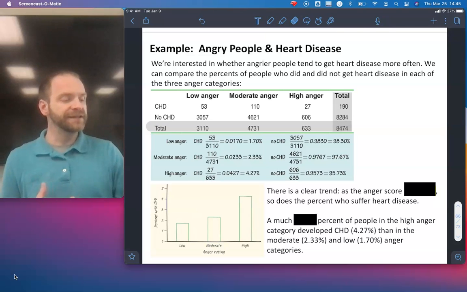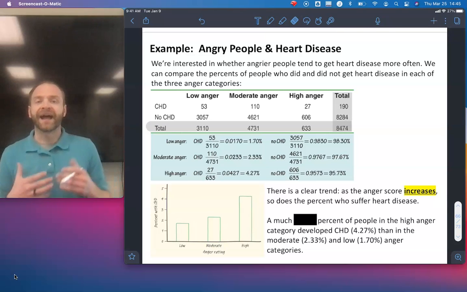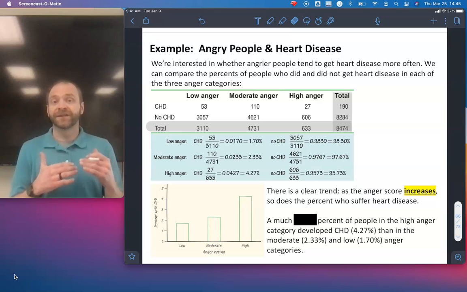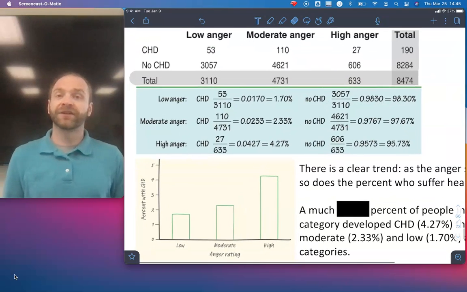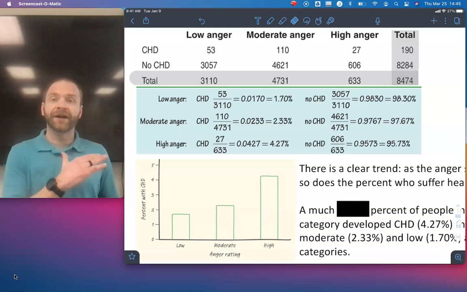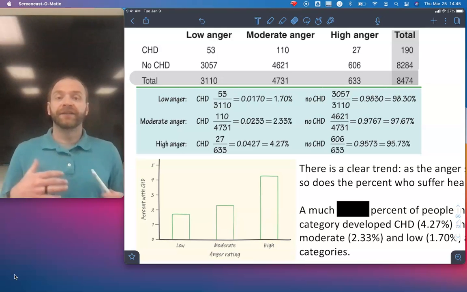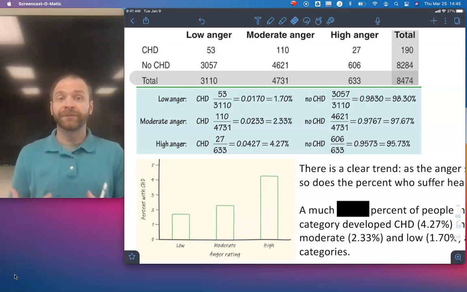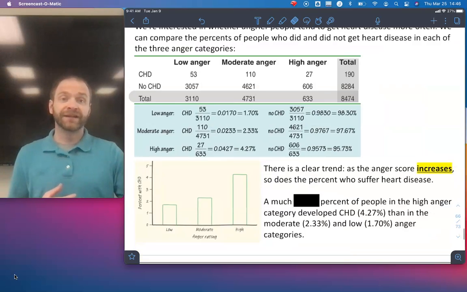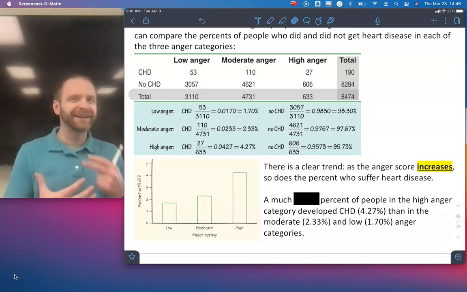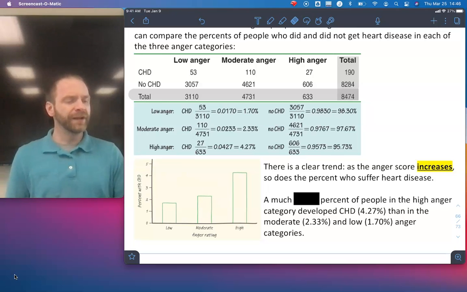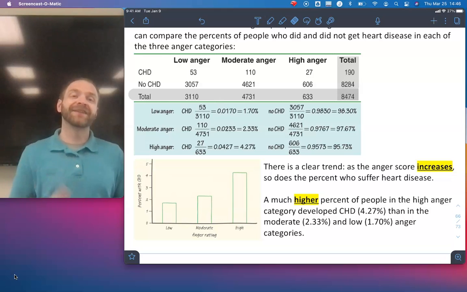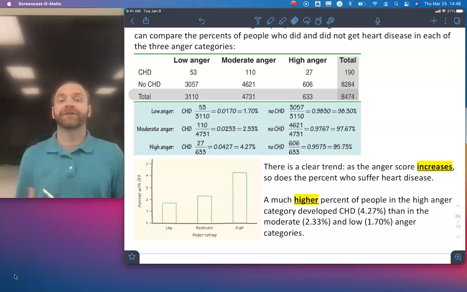And what do we see? We can see that there is a clear trend. As the anger score increases, so does the percent who suffer heart disease. You have the low, then you have the moderate, and then you have the high. There is a clear trend that the angrier people are, the more prone they were to get this heart disease. But can we make that as a full conclusion? We don't know yet. But we can look at it and say, a much higher percent of people in the high anger category develop CHD than in the moderate and the low.